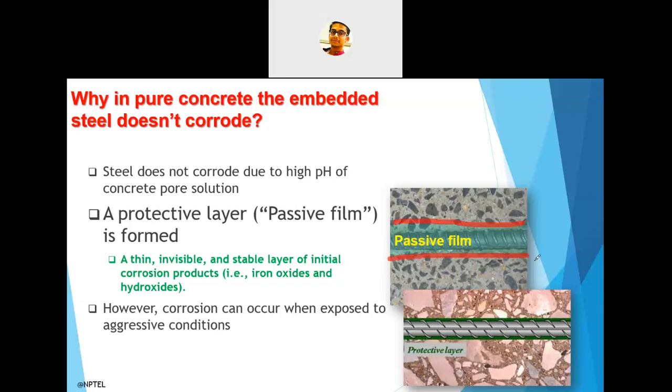So like that, a protective layer is generated in the concrete which is very thin and invisible. This layer helps the rebar protect itself from corrosion. Due to the high pH of the concrete pore solution, the rebar is able to stay there for a long time without any corrosion. So this is one of the important reasons why we can use steel in concrete.